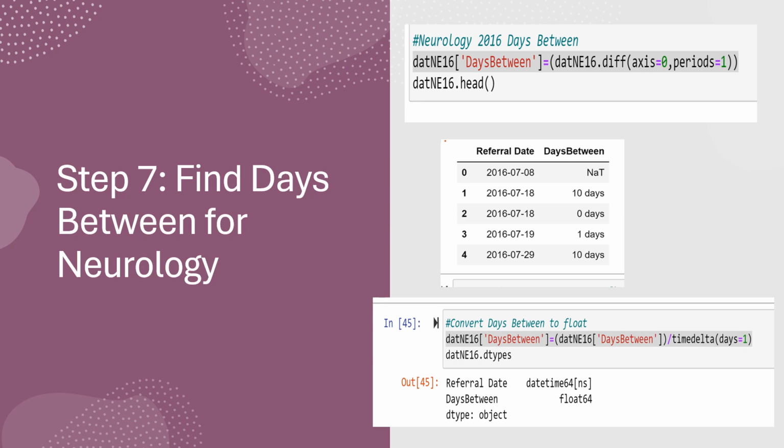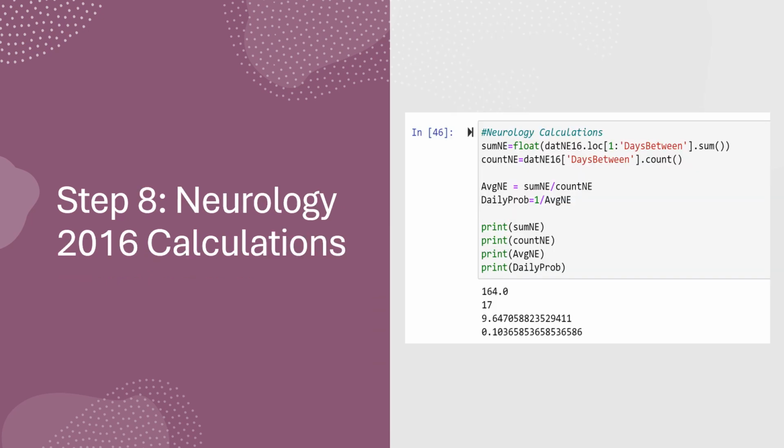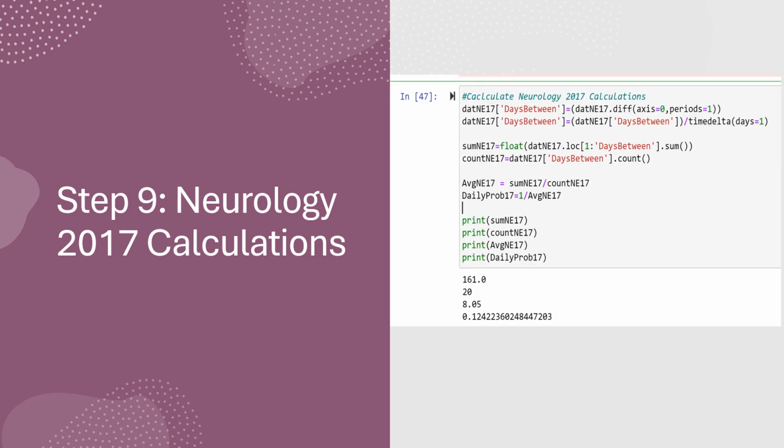So for the calculations, the first thing I did was take a sum of the total number of days between. Then I did a count of the number of referrals to find the average, which was the total sum divided by the count. And the daily probability is 1 over the average. And you can see the results. The sum was 164, the count was 17, the average was 9.65, and the daily probability was 0.104.